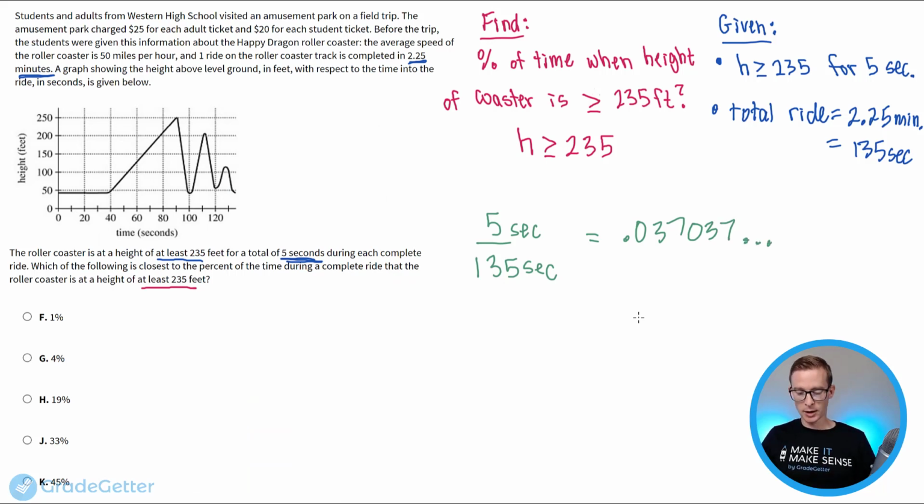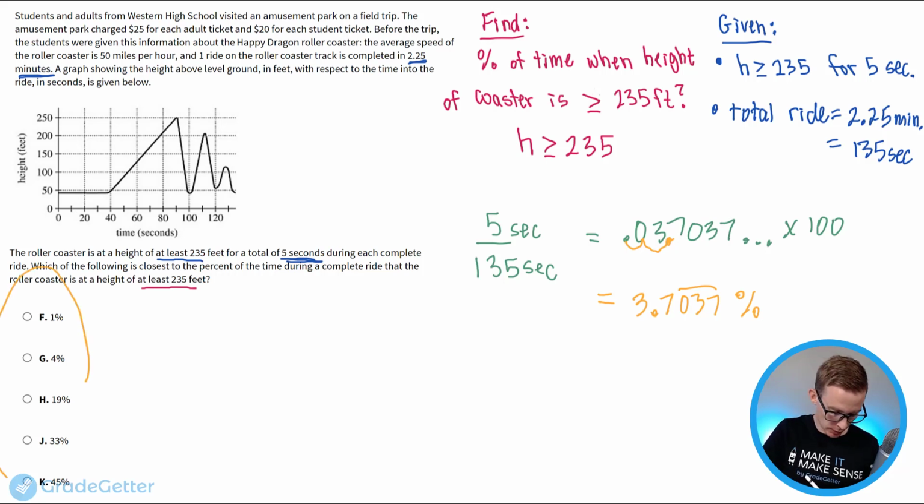Now, to convert a decimal into a percentage, you just multiply by 100, which means you move your decimal 2 places to the right. So as a percentage, this is 3.7037, where that's repeating, percent. So looking at our possible answers here, 4% is going to be the closest, which is what it's asking. It says, what is the closest to the percentage? So if we round 3.7 to the nearest percentage, it's going to be 4%.